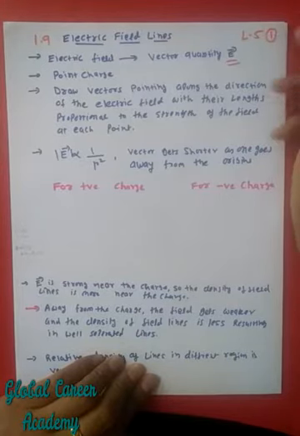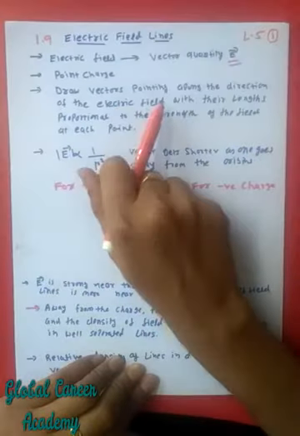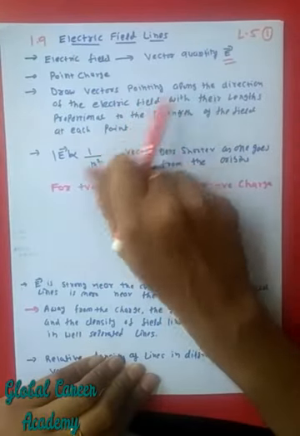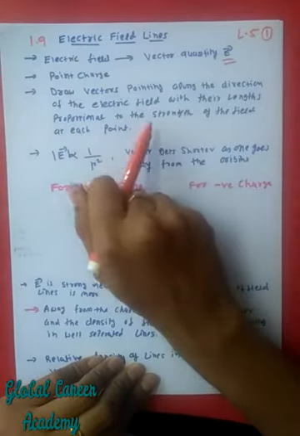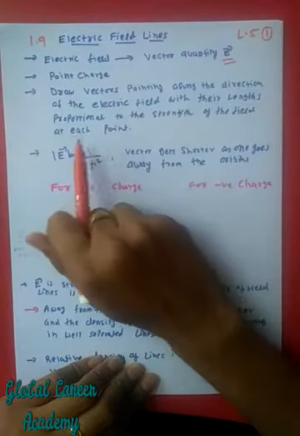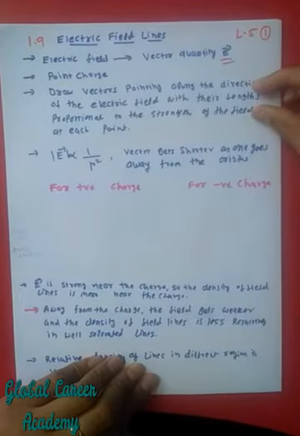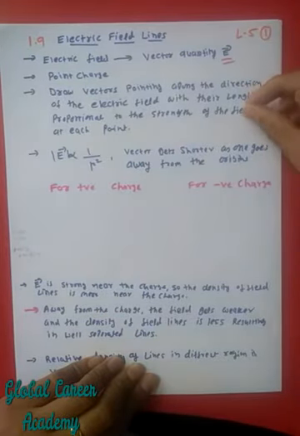So what is to be done? We have to draw the vectors pointing along the direction of the electric field with their lengths proportional to the strength of the electric field at each point. So we'll practice this, हम ये करेंगे और you will get the things.